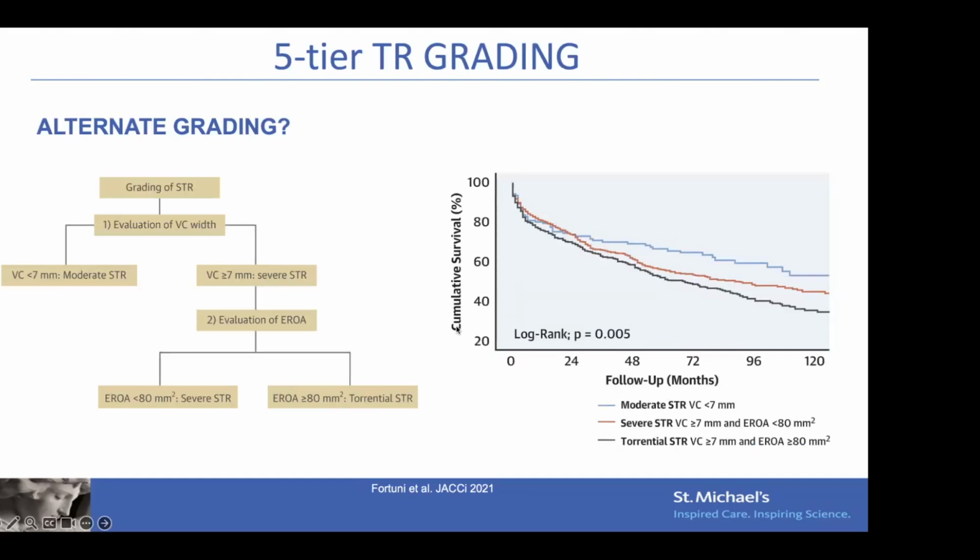also proposed a different way of trying to stratify our patients, not using the severe, massive, and torrential, but just first of all grade our TR based on vena contracta. If it's more than 7, diagnose severe secondary TR, and then use EROA to sub-stratify our patients with severe TR into those with just severe and then also torrential STR, and then you have a more statistically significant separation of your three groups, and I would also argue a more easy and clinically useful way of subdividing our patients, and then maybe also use that for intervention.